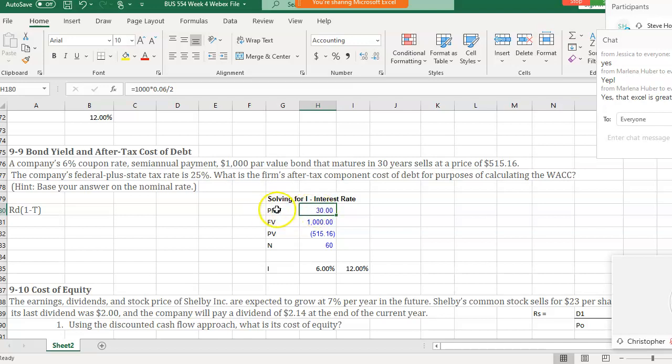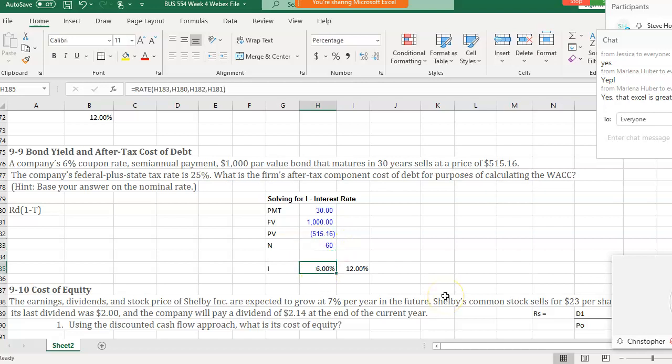So the payment is 30. That's based on the coupon rate. The par value is 1,000. I multiply that by 0.06, but because this is a semi-annual bond, I divide that by 2. So every 6 months, we pay $30 worth of interest. The future value is the amount of the bond when it matures, which is 1,000. The present value is what the bond sold for today, the 515.16, and the number of periods is the 30-year bond times 2, which is doubling the number, so 60.